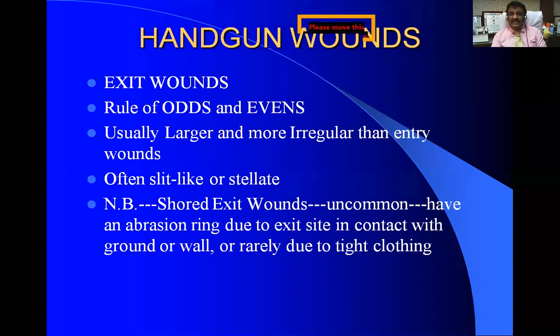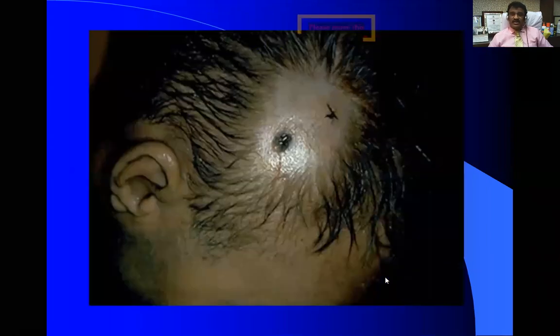So entry wounds are smaller and regular, but exit wounds are larger and more irregular, often slit-like or stellate-like. Stellate means star, like a star. Shored exit wounds are uncommon, and have an abrasion ring due to the exit site being in contact with the ground, or due to tight clothing. Here you can see one exit wound. Now see, this bullet has gone from here and it has come out from here.